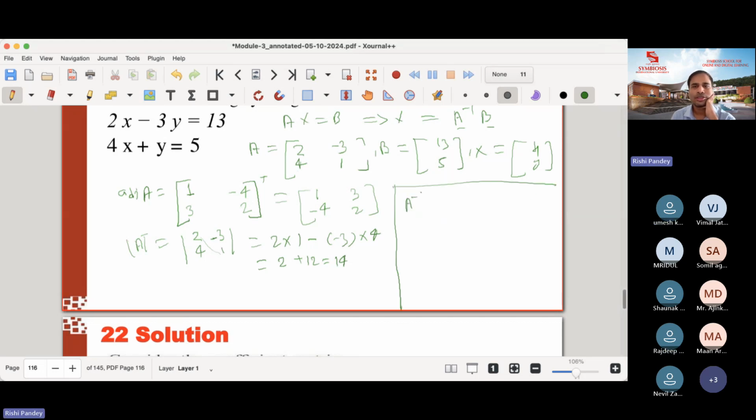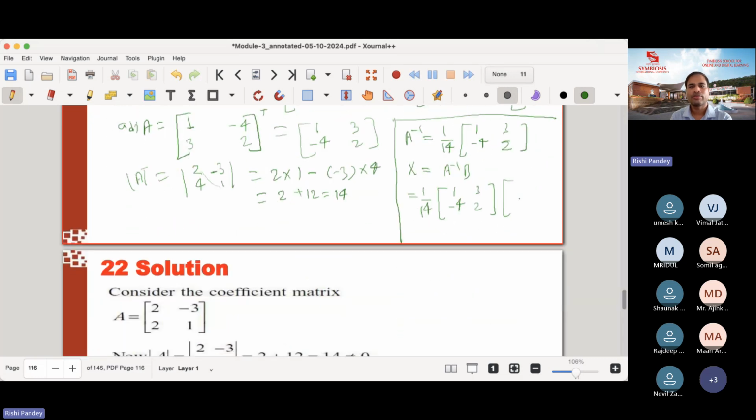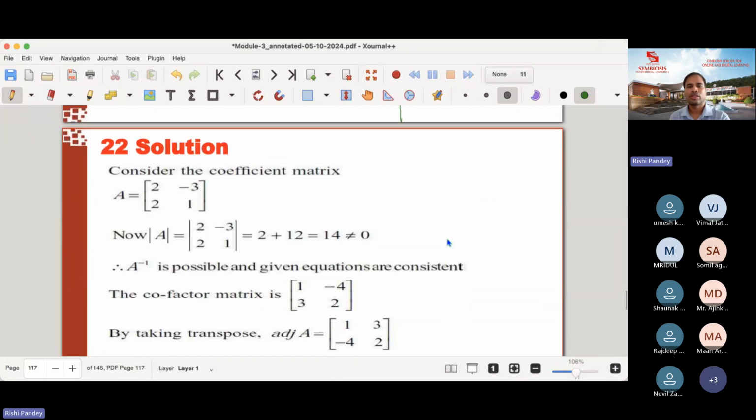Right. Okay. So A inverse equals adjoint of A upon determinant of A. So the determinant is 14, so 1 by 14, and the adjoint becomes what? 1, minus 4, 3, 2. Now apply the formula. X equals what? A inverse into B. So we will use the A inverse written already. A inverse into B. B is the right side value, 13 and 5. So multiply and sum.